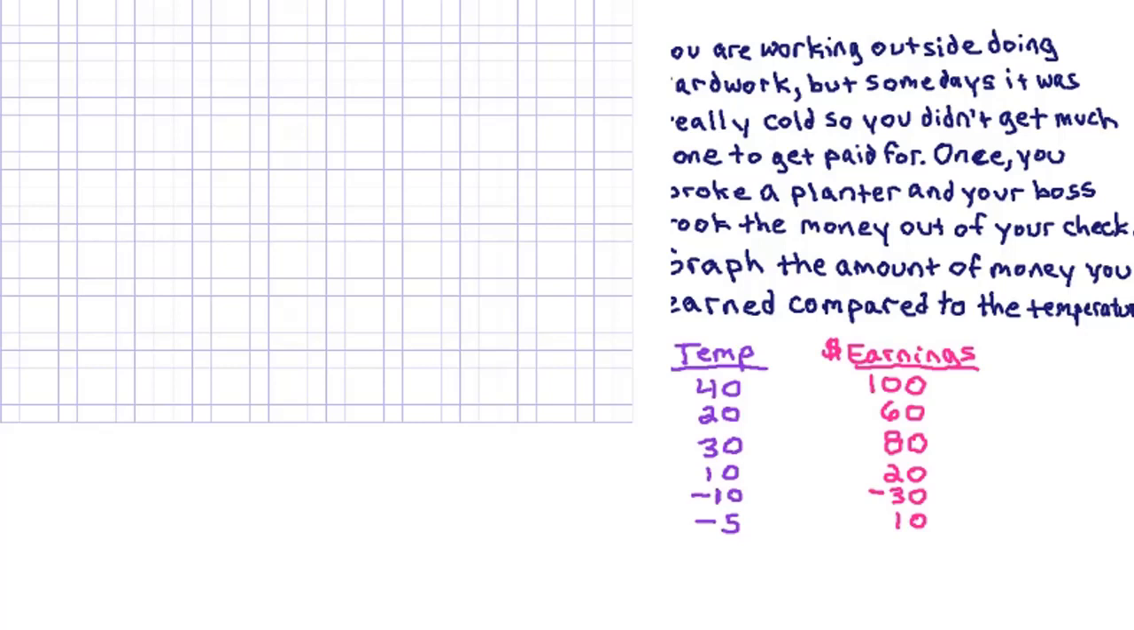Remember, the x-axis and the y-axis always meet at the 0. It doesn't matter what else is going on in the word problem. It doesn't matter how else you're setting up this graph. The x-axis and the y-axis always share a 0 where they meet. That's the 0 for both the x-axis and the y-axis.